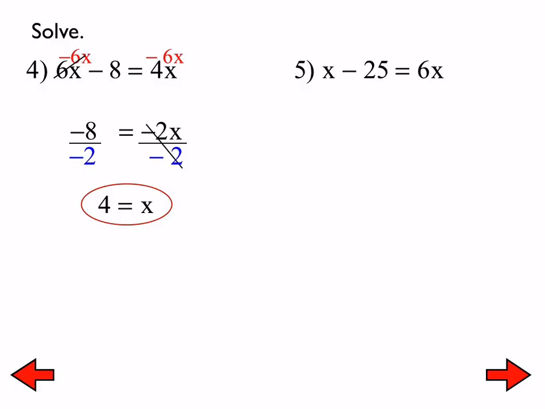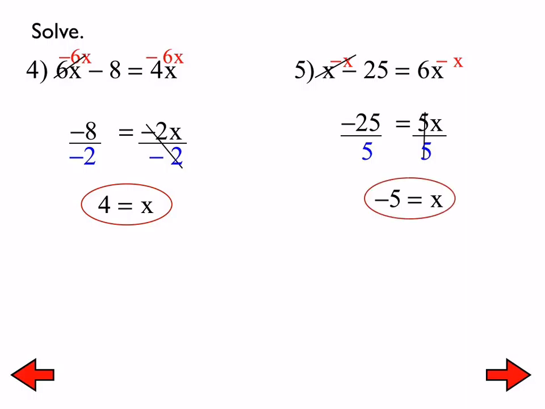Number 5. Would you guys like to subtract 6x or subtract 1x? Raise your hand for minus 6x. Raise your hand for minus 1x. Okay, I'm going to subtract the 1x just so that I don't have a 0 on one side, just to make sure I don't accidentally mess up. So minus x from both sides, and I'm left with negative 25 equals 5x. I'm going to divide both sides by 5, and then the 5's cancel out, so I have x equals negative 5, or negative 5 equals x, same thing.